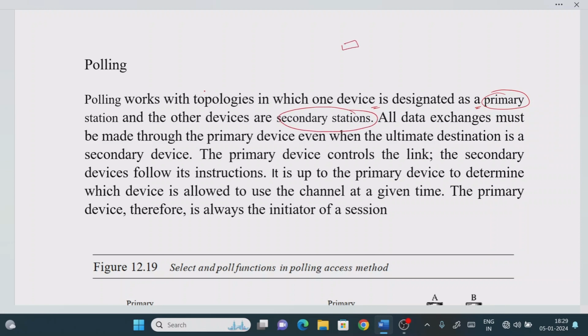So one of the devices will work as the primary station. It may be one device or two devices. All the others will work as secondary stations. Remember that first point, right? Now the next one is that all data exchange must be made through the primary device, even when the ultimate destination is the secondary device.